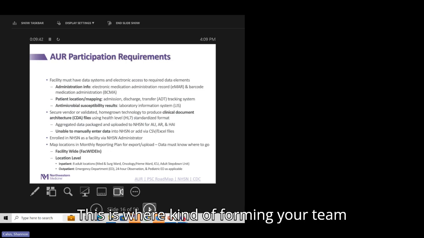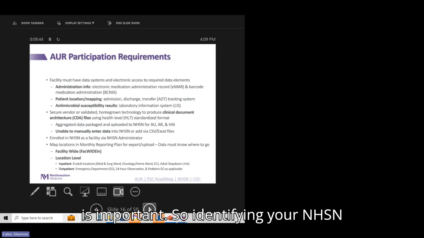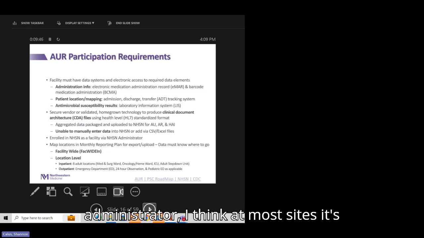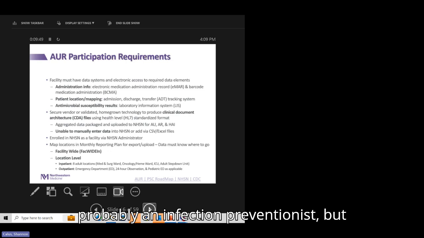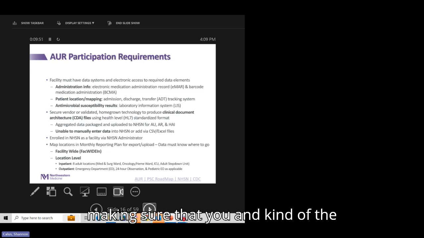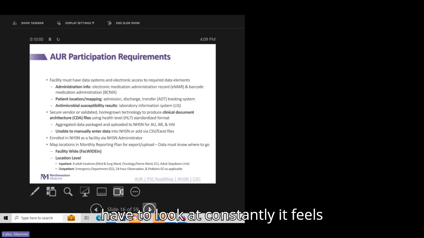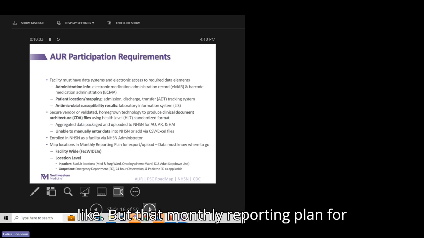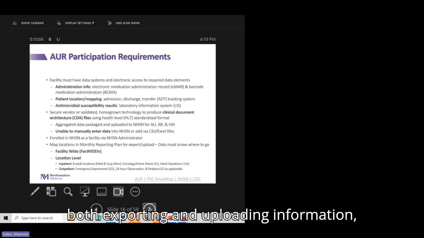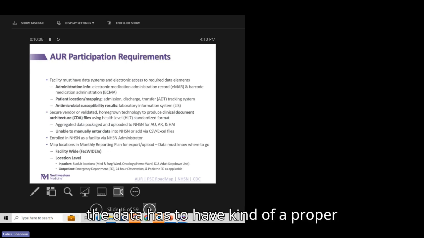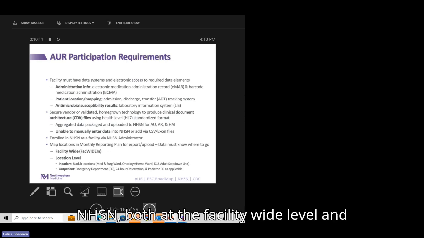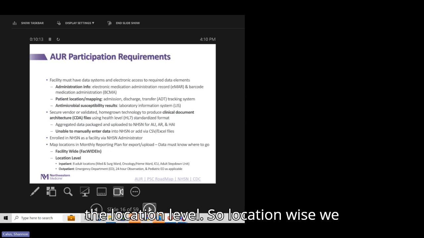This is where forming your team is important. So identifying your NHSN administrator, I think at most sites it's probably an infection preventionist, but making sure that you and the necessary users are enrolled. And then mapping location. This is something that's essential and you'll have to look at constantly, it feels like. But that monthly reporting plan for both exporting and uploading information, the data has to have a proper flow from your EHR vendor to NHSN, both at the facility-wide level and the location level.